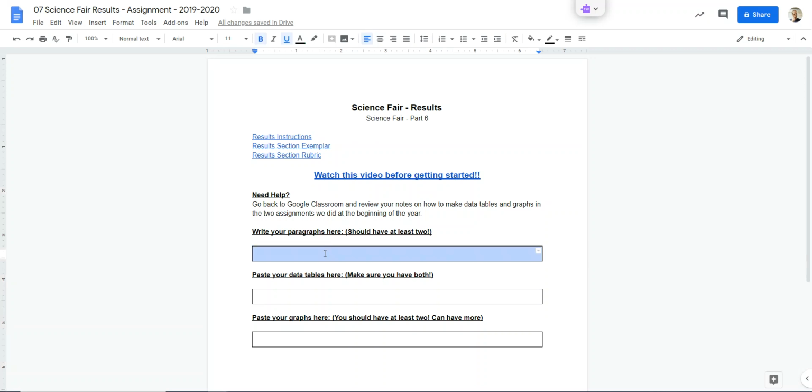So there are 3 parts of this assignment. There are some paragraphs that you're going to write. They're going to all go in this first box. You're also going to make a couple of data tables. They're going to go in the second box. And finally, some graphs. They're going to go in the third box.